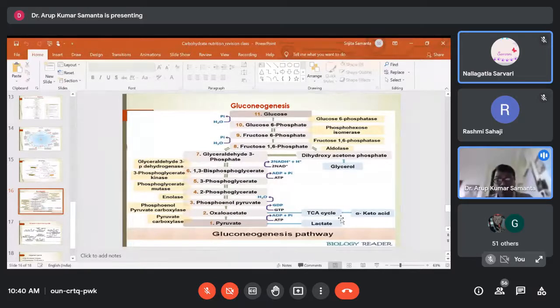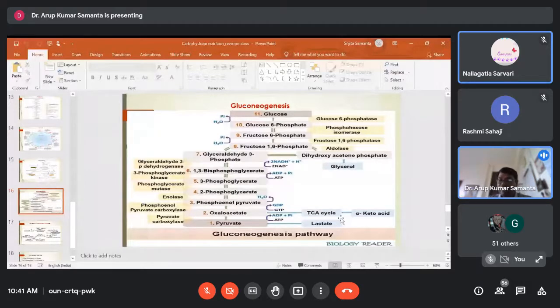And one more important thing you have to remember, gluconeogenesis is not just a reverse pathway of glycolysis. Some of the steps are there where there is a requirement of separate enzymes. I'm not going into details about this biochemistry. In that case, definitely this class will be over just to discuss this gluconeogenesis.